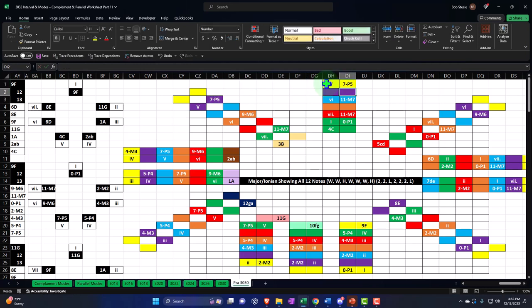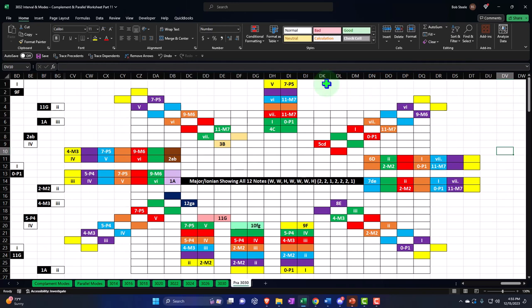And 5 to the 6 is a whole step. So we'll be down here. And there's the 6. And that's going to be a major 6, 9 notes away. And then a whole step to the 7, which is going to be here. And that's going to be a major 7 away.